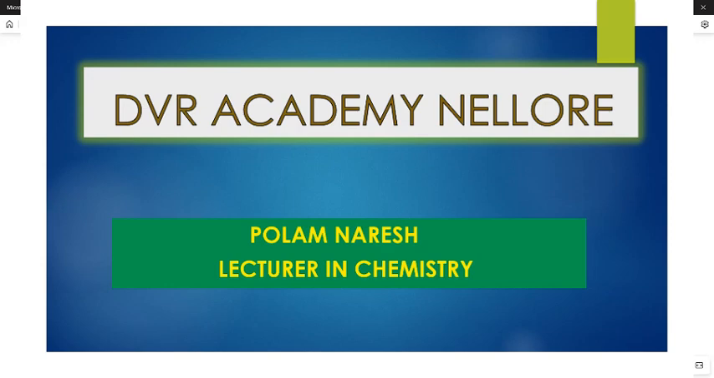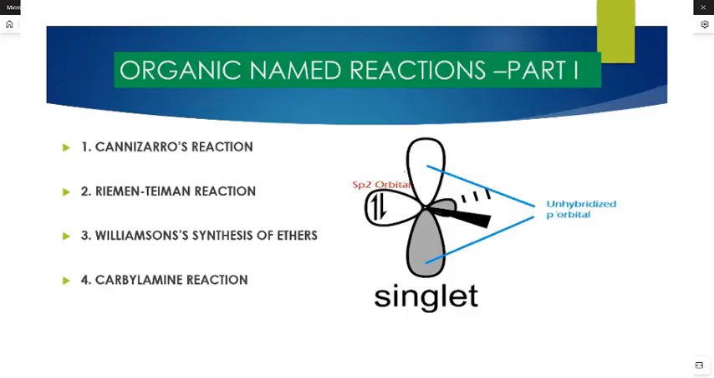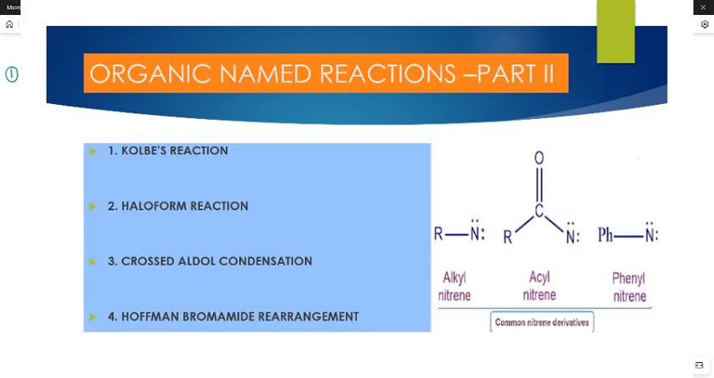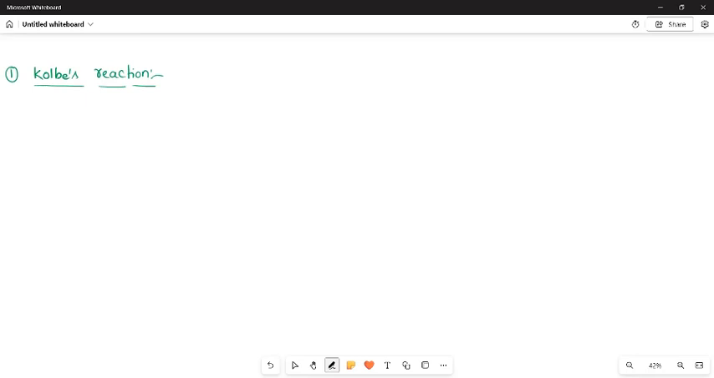In the previous video, we got clarity about 4 named reactions which are important for IPE, for senior inter. Today I would like to deal with another 4 named reactions. First one is the Kolbe reaction. As I already told you, first give the statement, then any important point, and then go for the reaction.